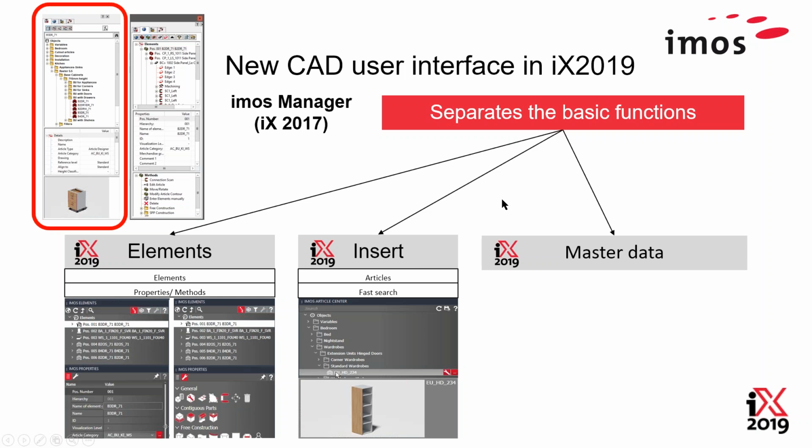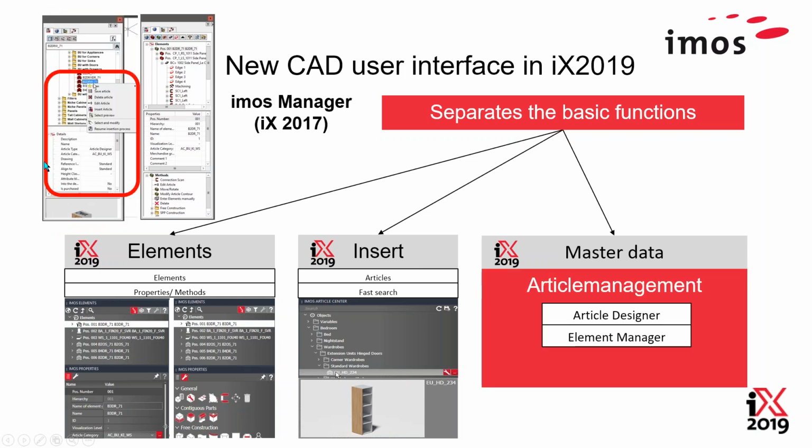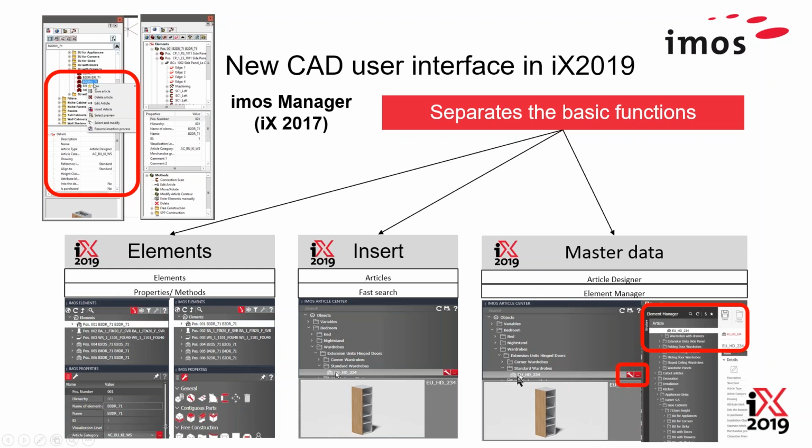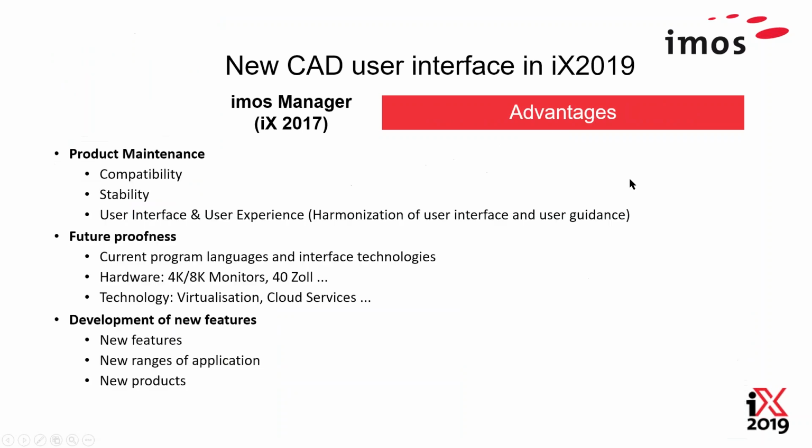And last but not least, the master data. We have some master data maintenance here in the imos manager of the iX 2017. This is completely separated from the article designer and the element manager. And in the Article Center, you find the entry to the article designer and to the element manager directly at the article. So there are hopefully advantages also for the user due to this change.